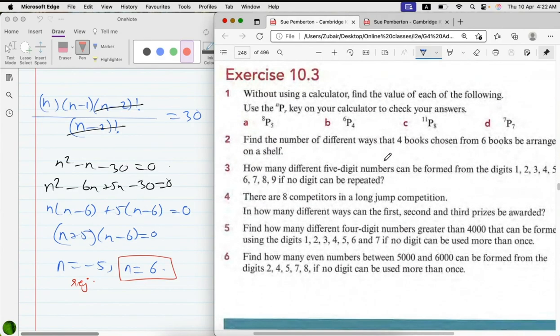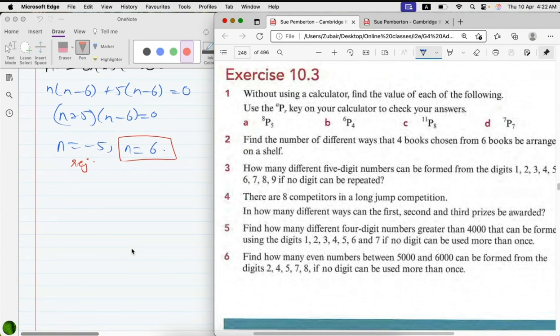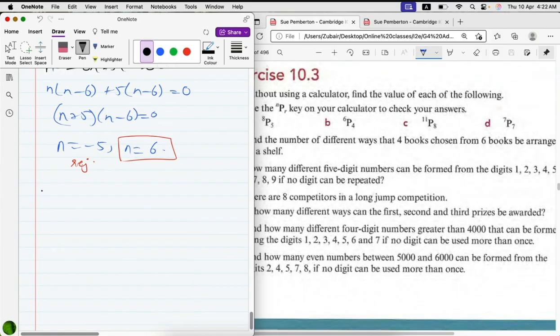Okay. Exercise 10.3. Without using calculator, find the values of each of the following. Let's try any two of them. Going for the first one, 8P5 without calculator. This is exercise 10.3, question 1A, 8P5.